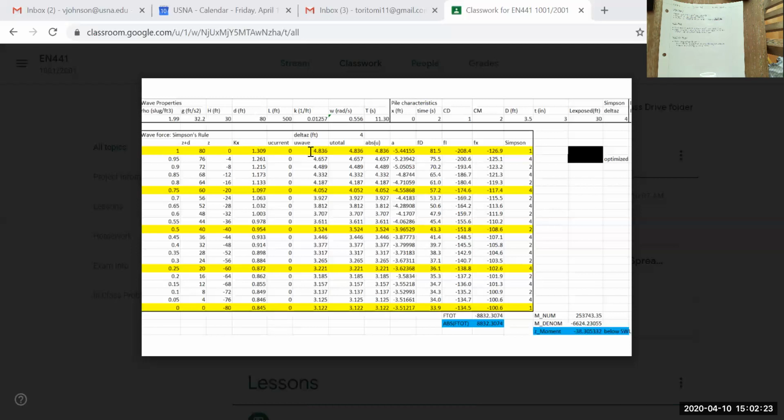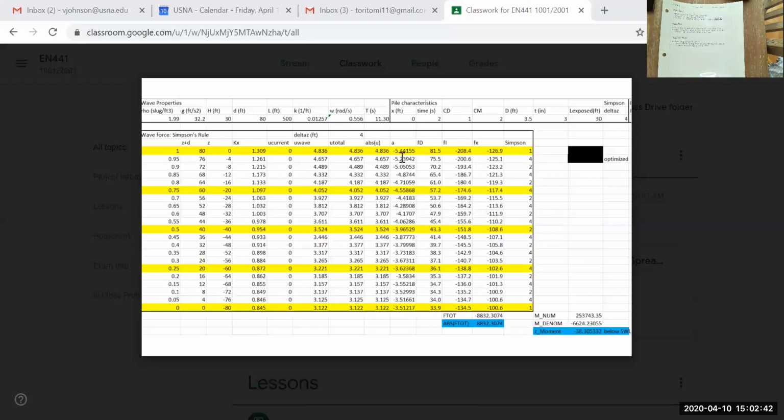Our wave x velocity, we can calculate using that equation from your waves equation sheet. And we also talked about it in class. U total is the sum of those, and then absolute value. It's important to have both of these, not just squared, because that'll preserve the sign or the direction of your drag force per unit length.